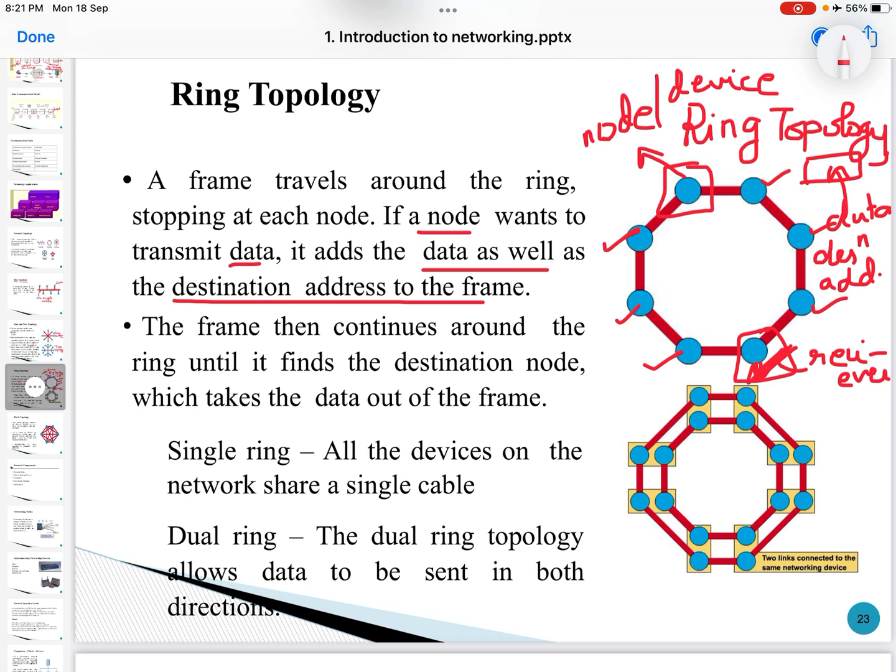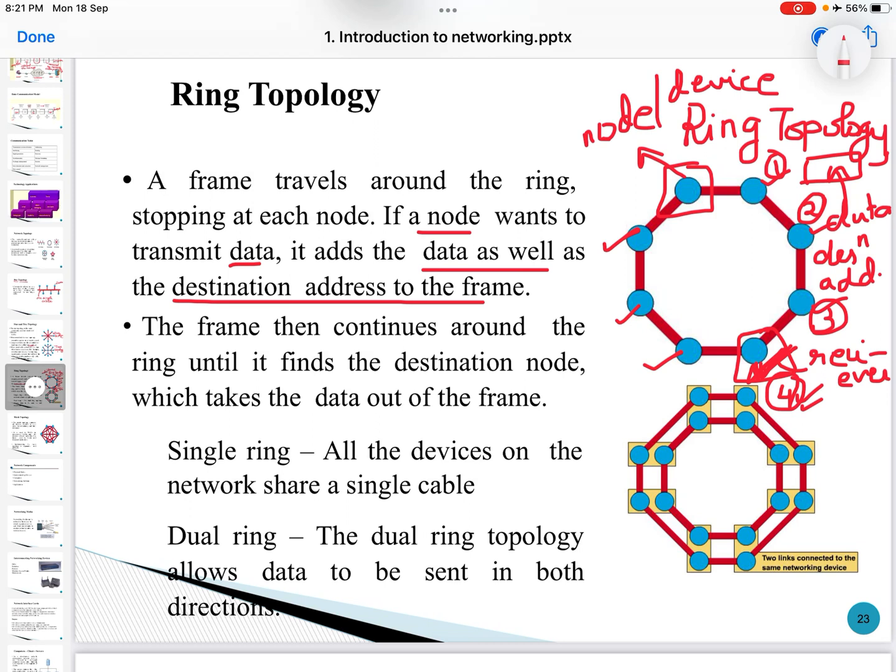The frame then continues around the ring until it finds the destination node. So this frame will travel across this one, this second node, this third node, and then at the fourth node it will find that the destination address is matching with the one written on the frame. So it will say that this is your receiver. So it will pass throughout the whole ring, and when it finds that the destination address is matching with the destination address written on the frame, it will say, okay, this is the receiver.